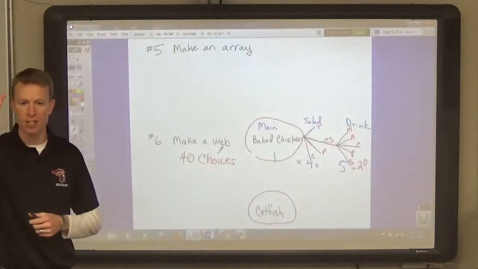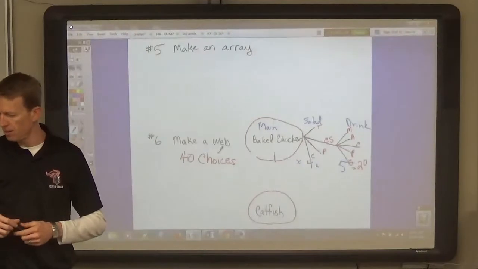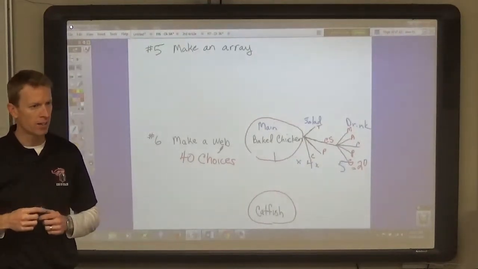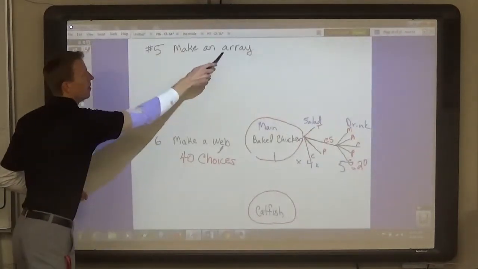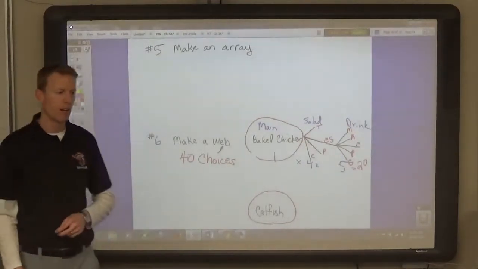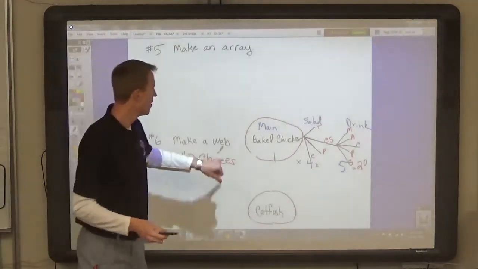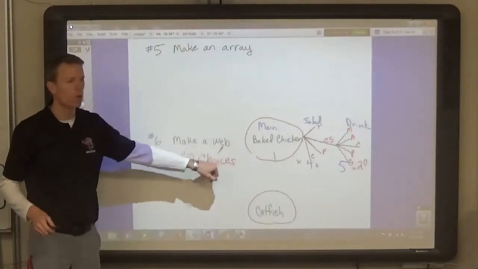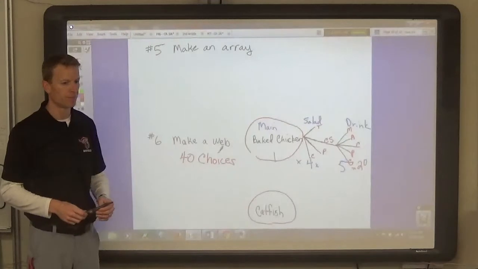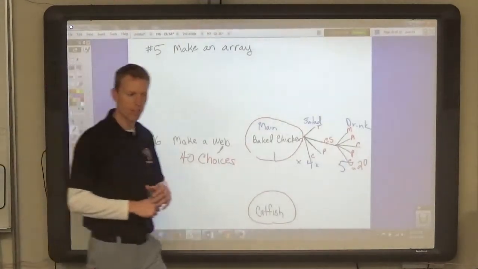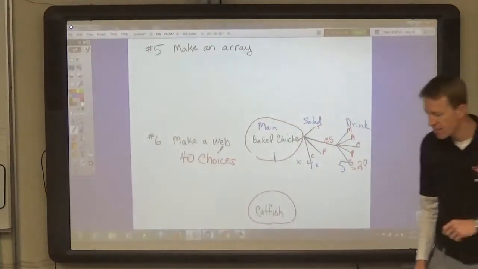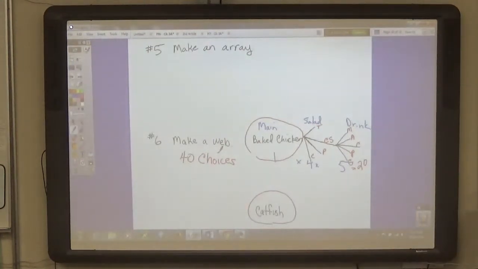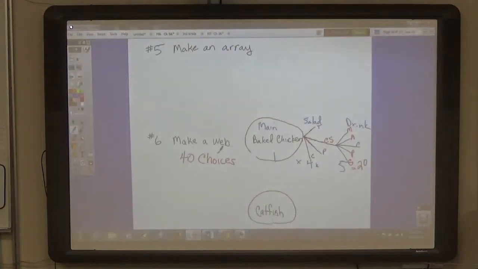So, those are 2 different ways to draw out a combination problem. If you have just 2 choices, what's a better way to make it? A chart. Yeah, it's called an array. If you have more than 2 choices, then you can make a web. Any questions? No. So you're going to do 5 and 7 for tomorrow, using those 2 ways of drawing them out.